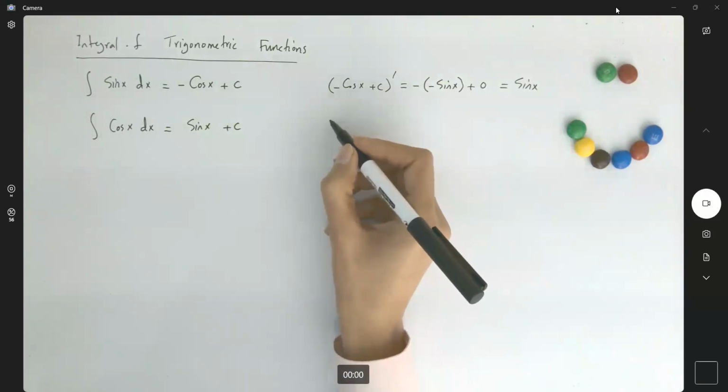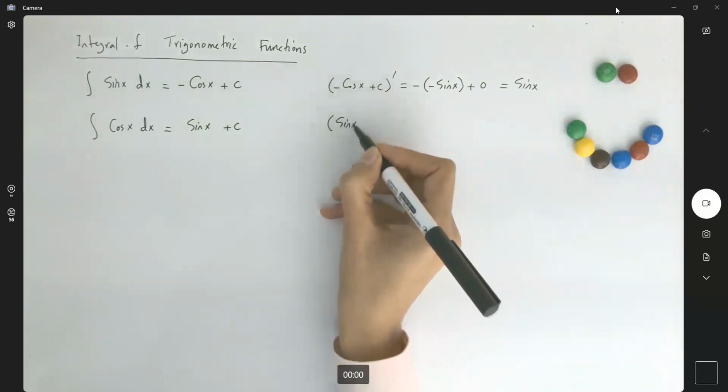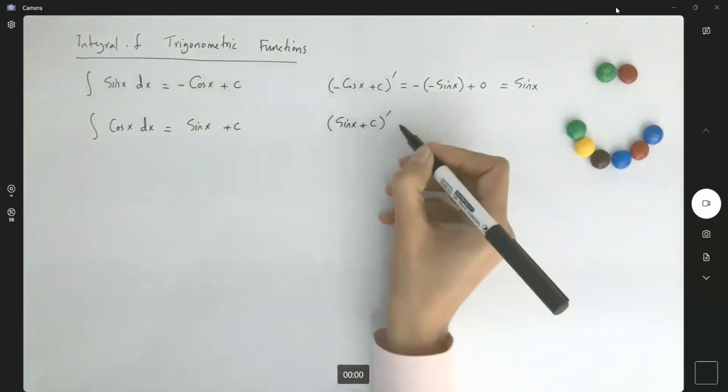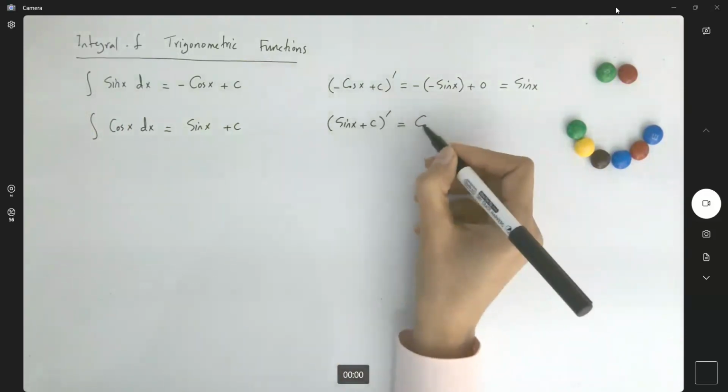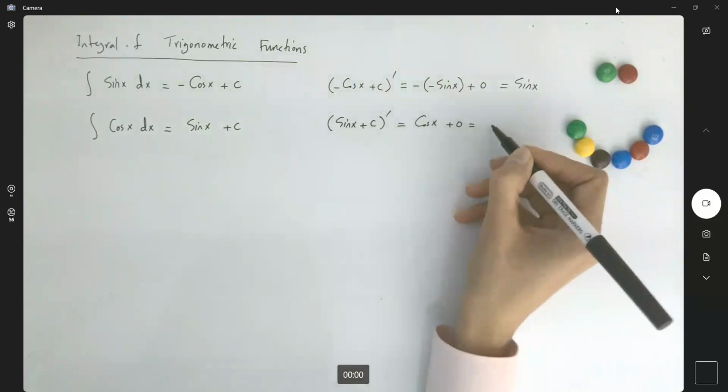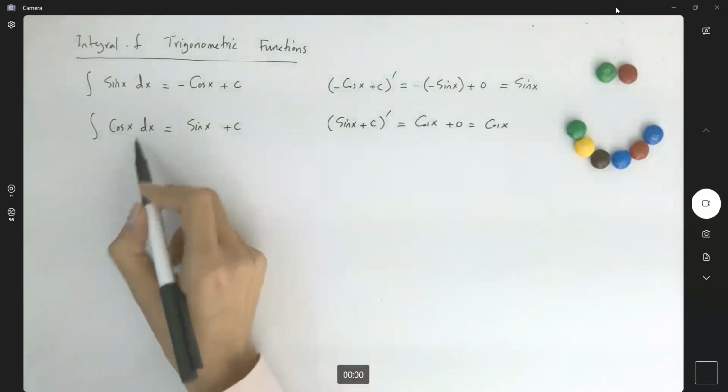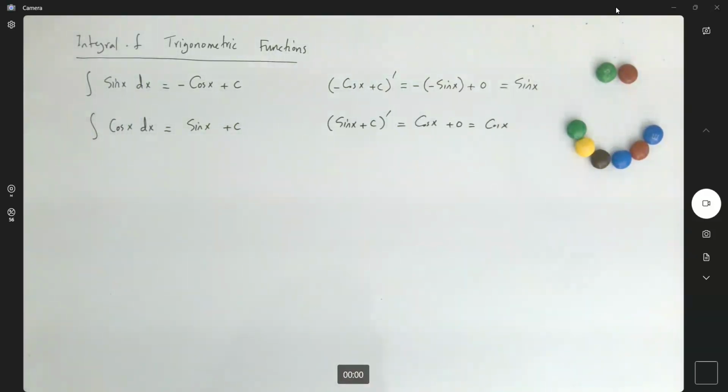Why? What's the reason behind it? Because if you take the derivative of sine x plus c, this becomes cosine x plus 0, or just cosine x, that you can just see right here.